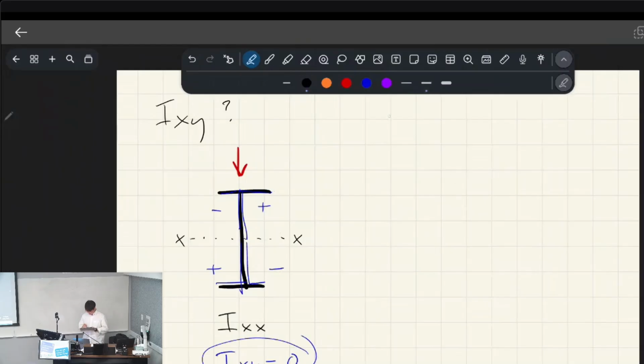I'll give you another example. So if you have another shape, say something more like this, which is not too uncommon. It's a Z-shaped, let's call it a purlin. The Z-shaped purlin. What you'll find is that it has more positive than negative, basically, in terms of your product of inertia.